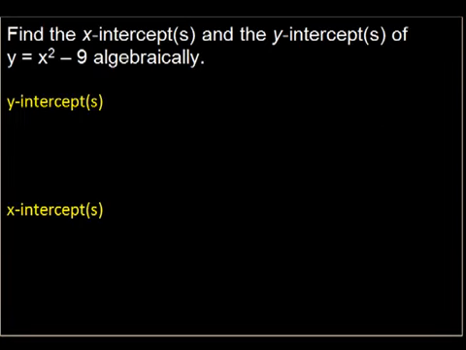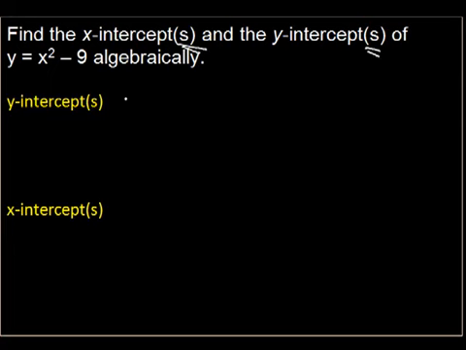Find the x-intercept or intercepts and the y-intercept or intercepts of y equals x squared minus 9 algebraically. Now one thing you're going to note, in your homework and in the book, you're always going to have this s, meaning multiple. So we could have one intercept or we could have more than one. Okay? So let's look at our y-intercept.